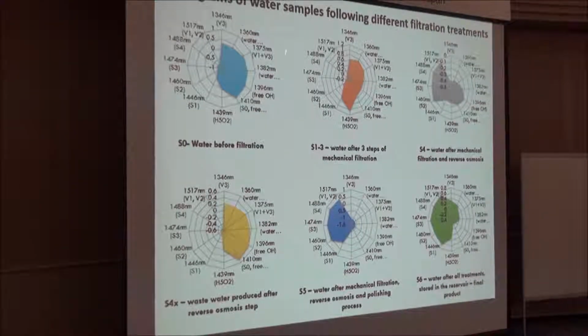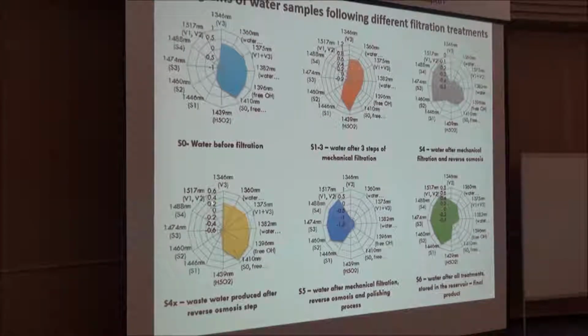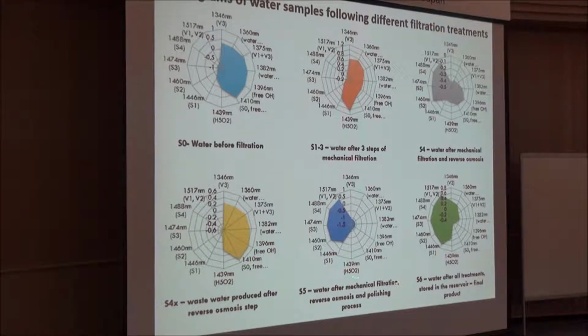Then after this mechanical filtration, how this absorbance decreases a little. Then after this step and reverse osmosis, we see really large changes in the structure of water. We have lots of now bonded water in it. And as you can see, for example, from these aquagrams, wastewater and this original water look very alike. This is the aquagram for the water after all these steps, mechanical filtration, reverse osmosis, and this polishing process, and after it was stored for some time in the reservoir. So you can see the different storage time produces some differences in the water.